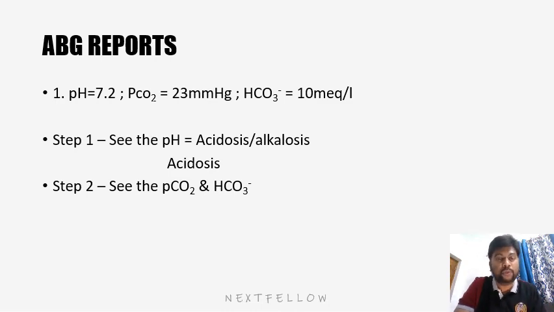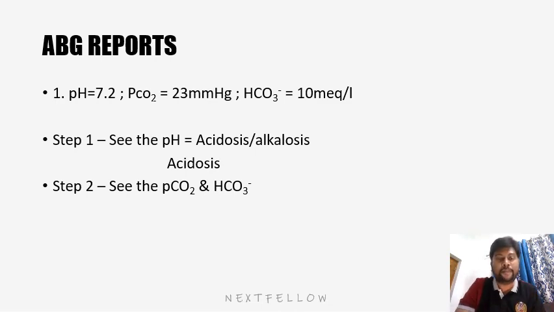So here what is the PCO2 level? It is 23 millimeter mercury, which means it is decreased. The normal PCO2 level is 35 to 45 millimeter mercury; here it is just 23. So decreased PCO2, will it cause acidosis? No, it will not cause acidosis, it will cause alkalosis. So in this condition, the acidosis is not due to the respiratory problem.